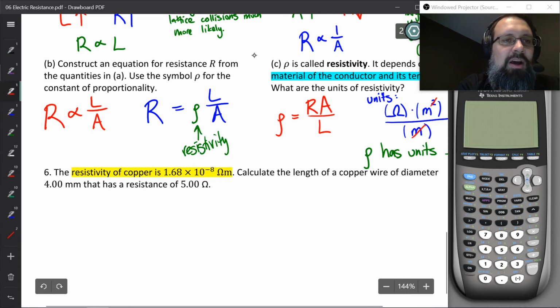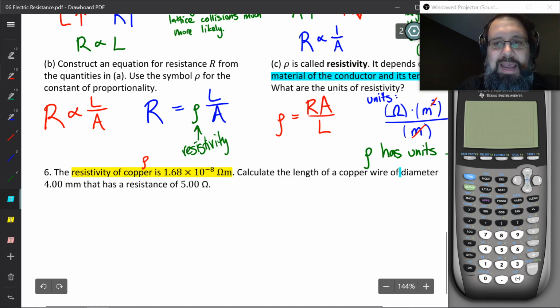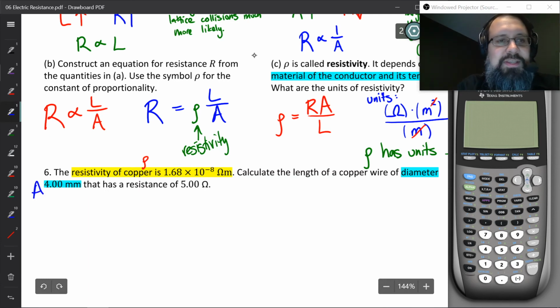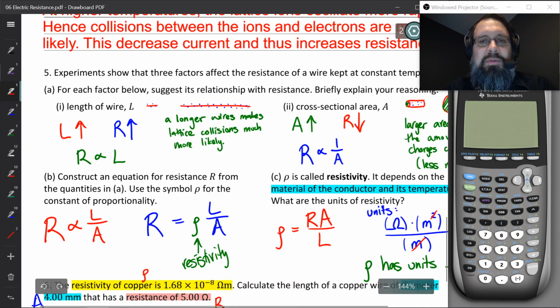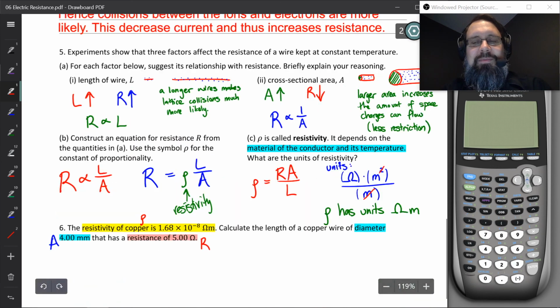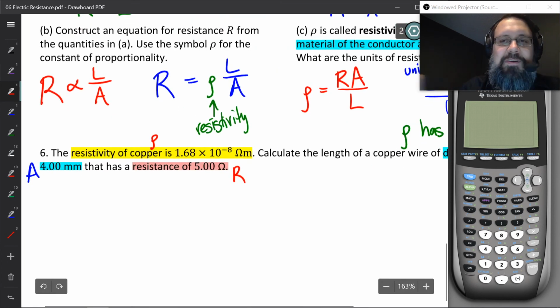So that's going to be not R, this is rho. It wants us to find the length. The diameter is 4 millimeters. That's going to let us find the area. And then it gives us the electric resistance of 5 ohms. So we're saying, how long does this copper wire have to be so that the resistance is 5 ohms? Remember the toaster, the resistance was 17 ohms. So what if we wanted to make a toaster out of copper wire? How long would the copper wire need to be? To have 17 ohms, well, 5 ohms is comparable to 17 ohms. All right, let's do this. First up, we're going to need to find the area.